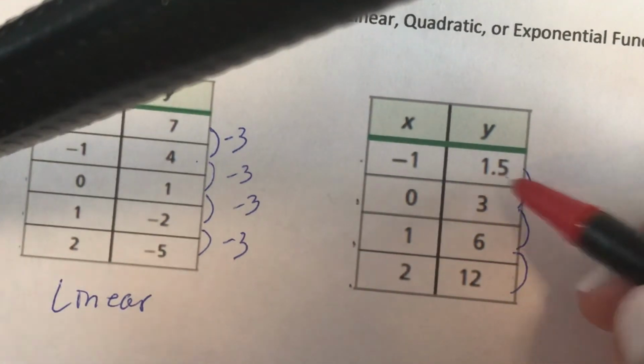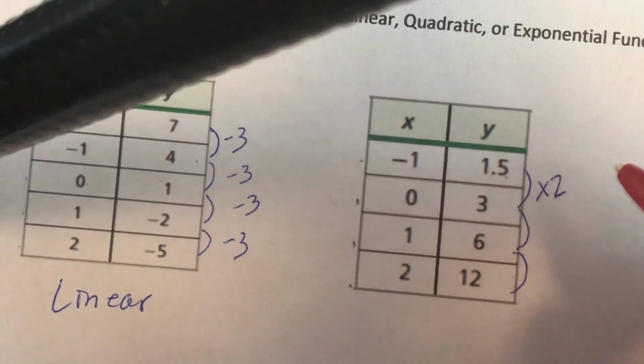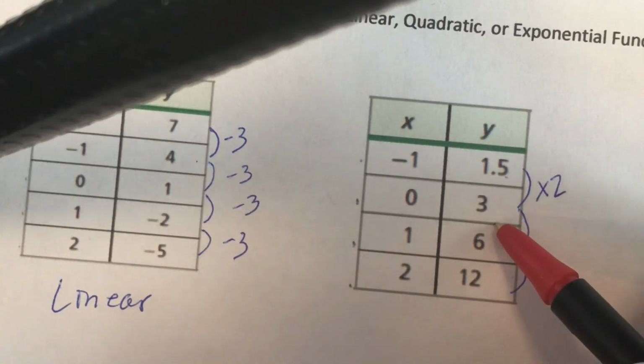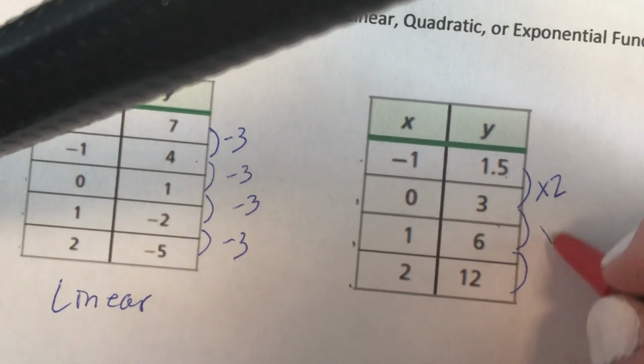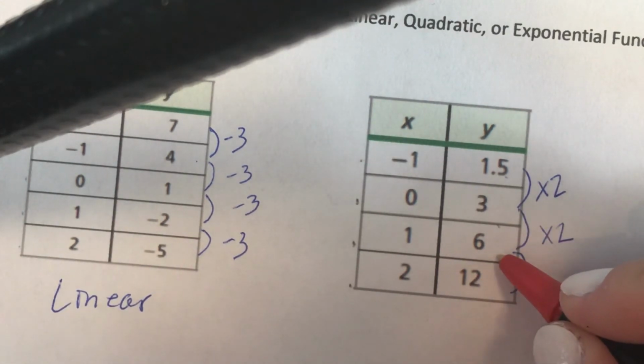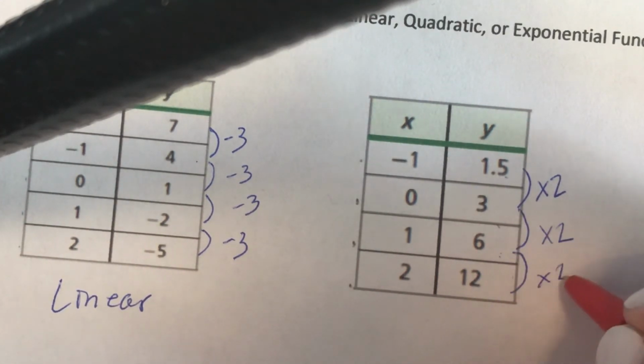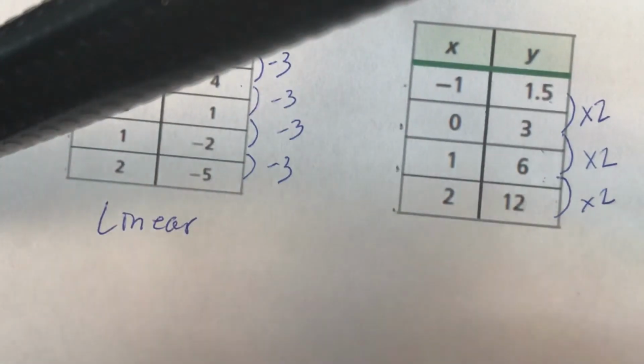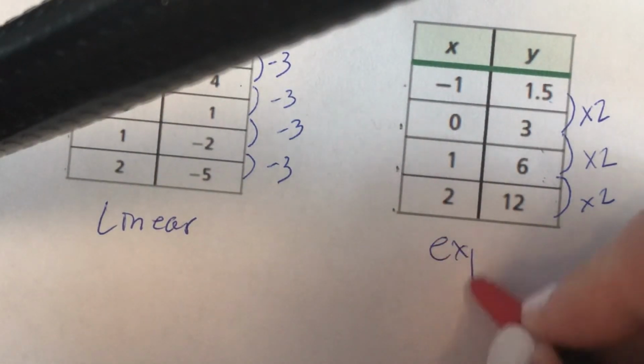So if I do 1.5 times 2, will that give me 3? Yeah, and then 3 times 2 gives me 6. 6 times 2 gives me 12. So if I'm multiplying by the same amount, this is exponential.